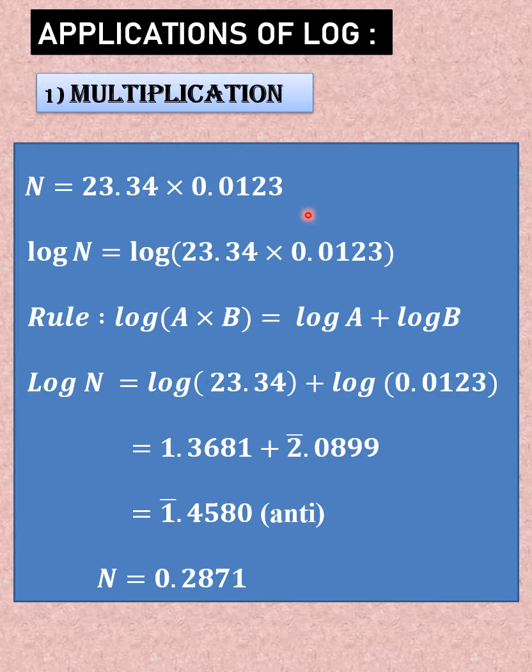Take any 2, 3, 4 numbers, whatever it may be, and do the same procedure for calculating the value of the final answer. Confirm it using a calculator also, which means your calculator value and the value calculated by logs should both be similar. Okay, so next application.